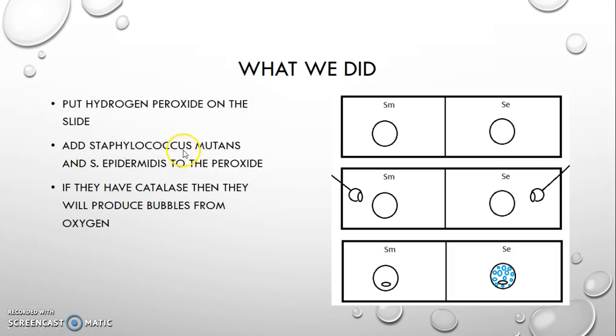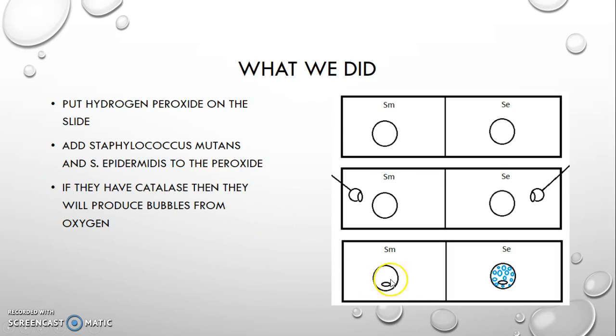Oh, wait. This is a typo. This is supposed to be Streptococcus mutans and then Staphylococcus epidermidis. Sorry about that. So it's Streptococcus mutans and Staphylococcus epidermidis. So we took Streptococcus mutans and added it to this hydrogen peroxide, and Staphylococcus epidermidis and added it to this hydrogen peroxide.